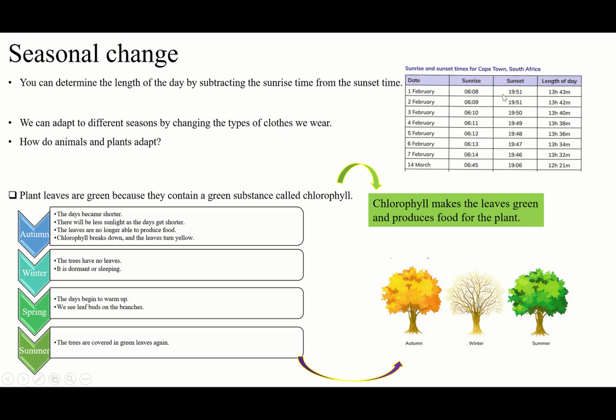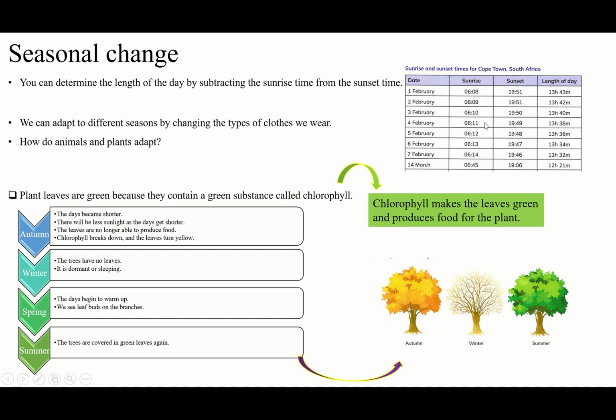So I'm gonna give an easier example to understand. For example, from 6 a.m. to 7 p.m., 6 to 19. So how many hours do we have? 6 to 18 is 12 hours, and from 18 to 19, 1 hour left. So it means we have 13 hours, right? So we can say if the sunrise is 6 and the sunset is 19, the length of the day is 13. And in here we have minutes.